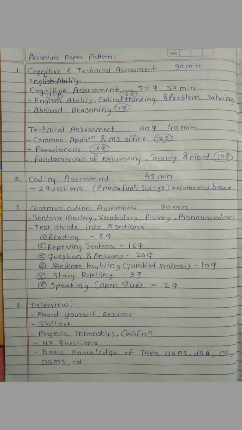This communication assessment test is divided into 6 sections. The first section is reading, then repeating sentence, then question and answer, sentence building, jumble sentence, story retelling, and speaking, which will be an open question. Reading contains 8 questions, repeating sentence contains 16 questions, question and answer contains 24 questions, sentence building contains 10 questions, story retelling contains 3 questions, and the speaking topic contains 2 questions. After clearing this communication assessment, you will get a mail about the interview.